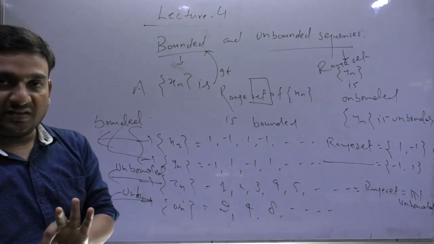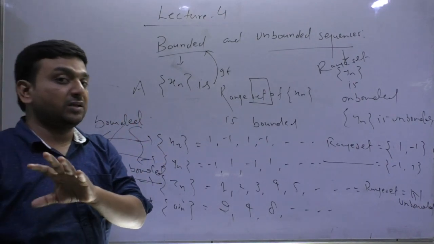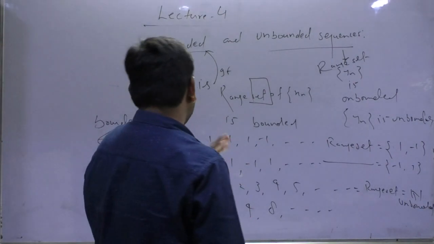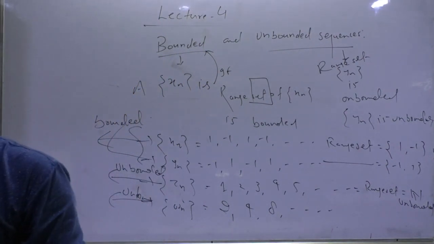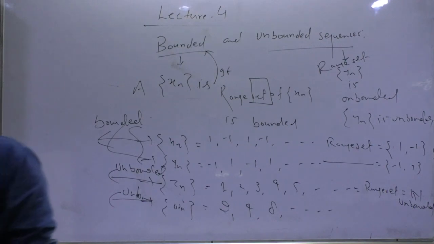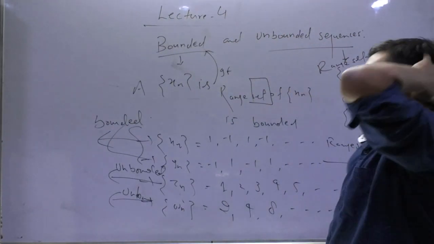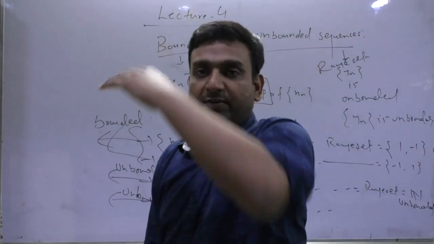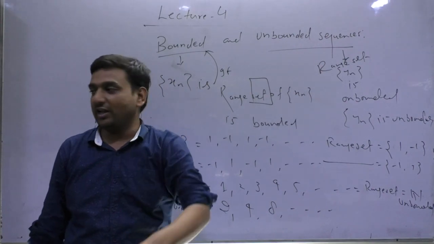So boundedness is clear. And please do remember these terms, otherwise you won't be able to solve. When I say boundedness and unboundedness, we will be using that in the monotone convergence. Do remember it, okay?